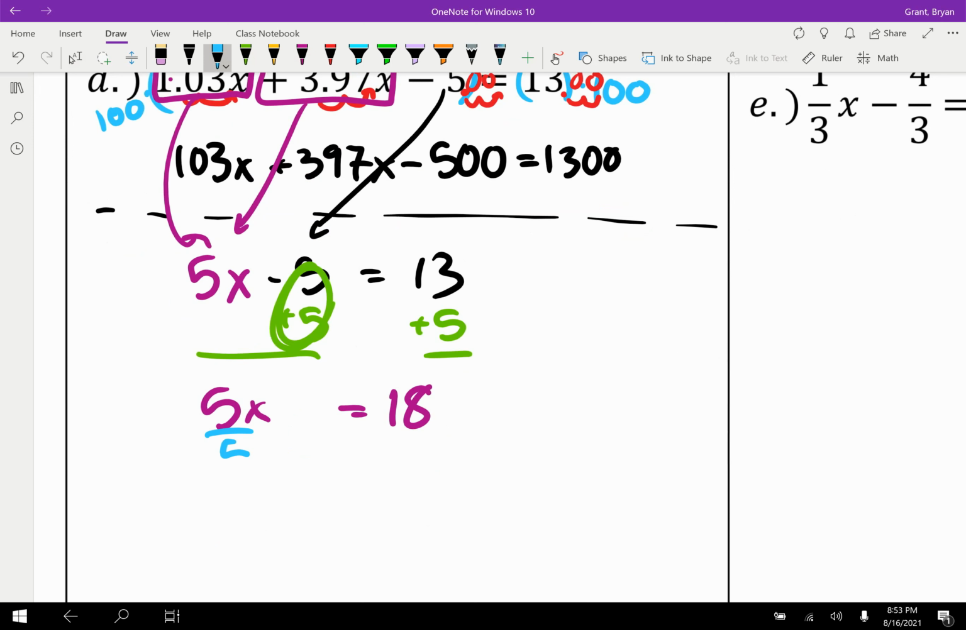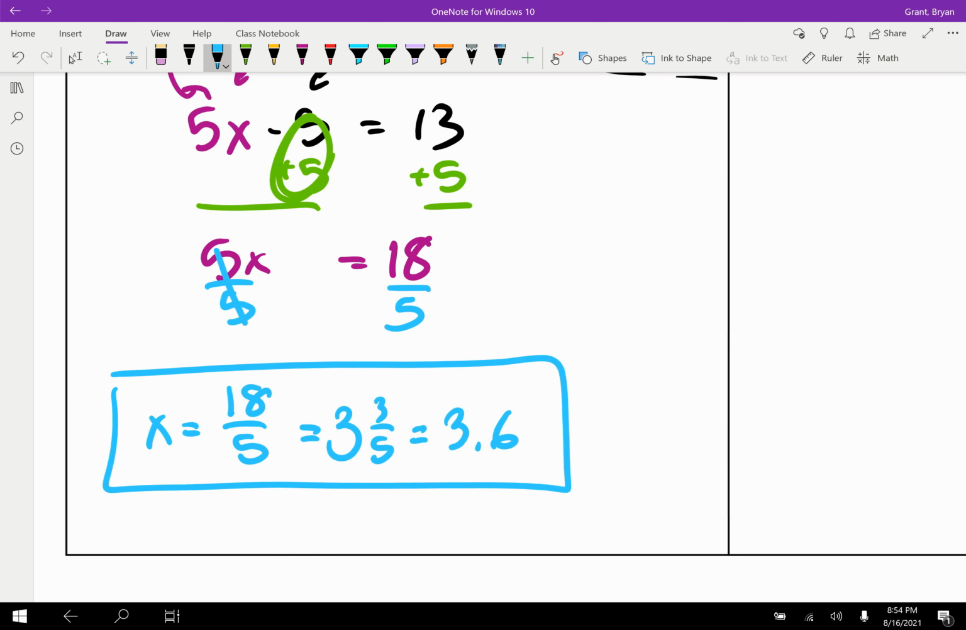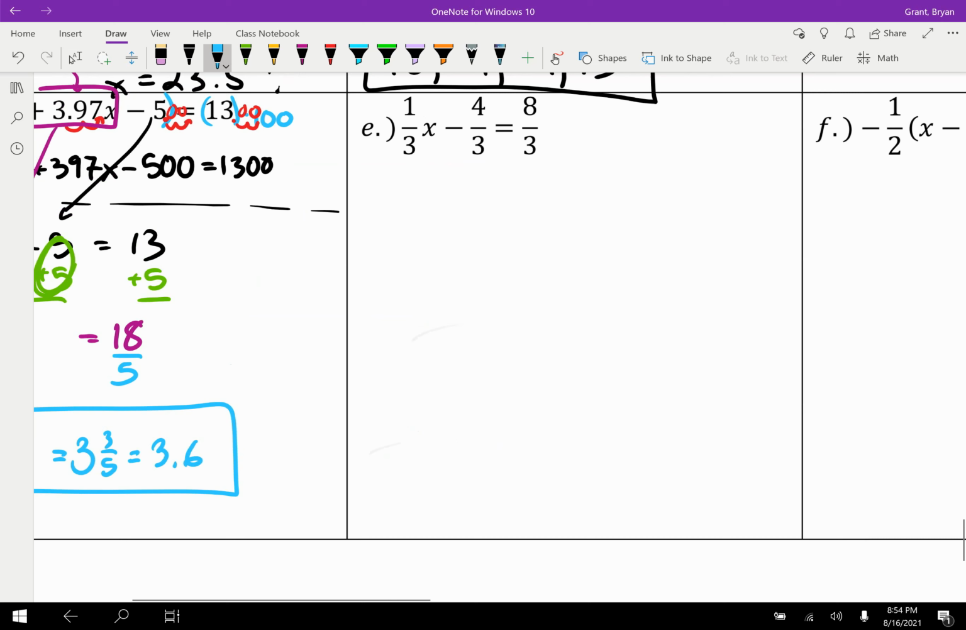Dividing by 5 here doesn't give us a nice answer. 5 doesn't go nicely into 18, so you can stop there if you would like. If you wanted to go further, okay, you could say that if you're really bold that this is 3 3/5 or 3.6. Any of those are acceptable as an answer. They are all correct. 2 to go.